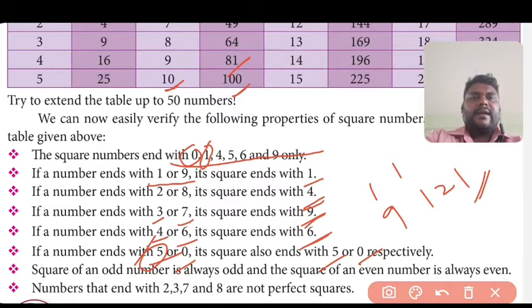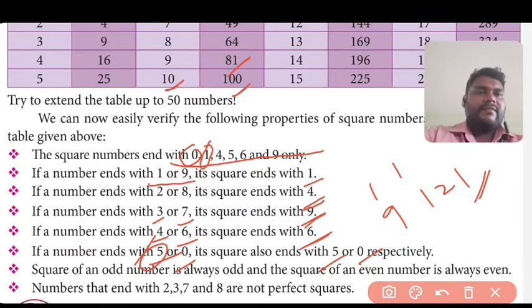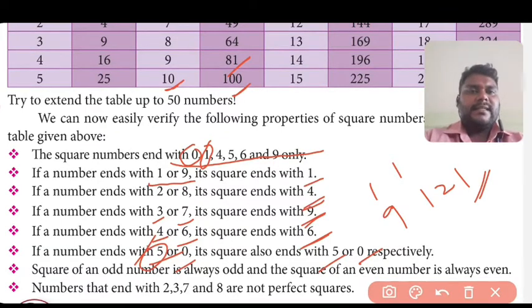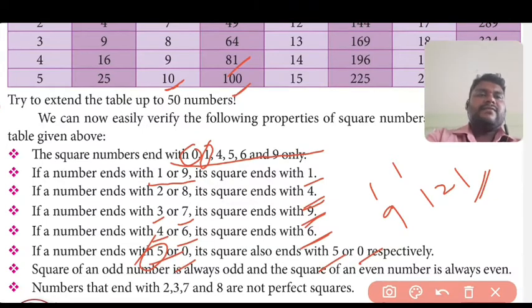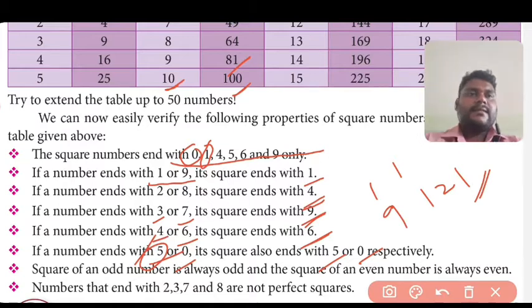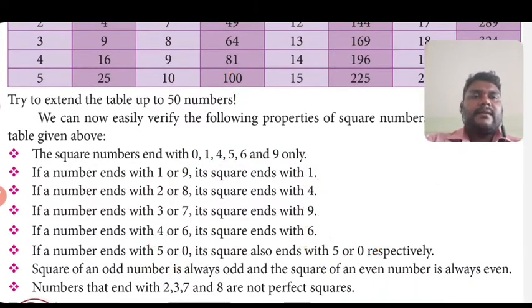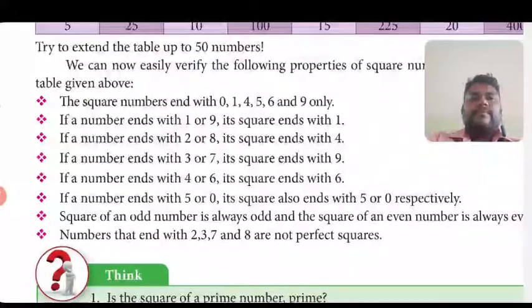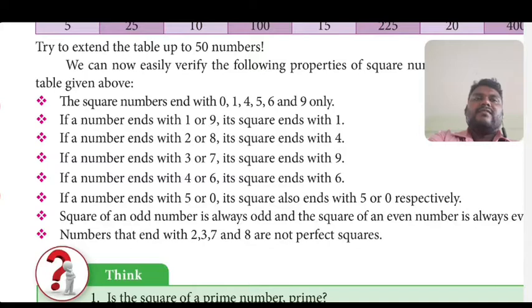Okay, the square of an odd number is always an odd number, and the square of an even number is always even. The numbers that end with 2, 3, 7 and 8 are not perfect squares. Okay, so these results are very important. The square numbers end with 0, 1, 4, 5, 6 and 9 only.